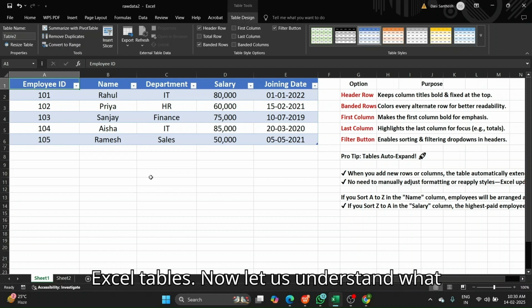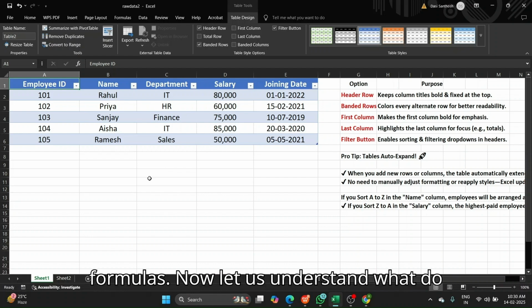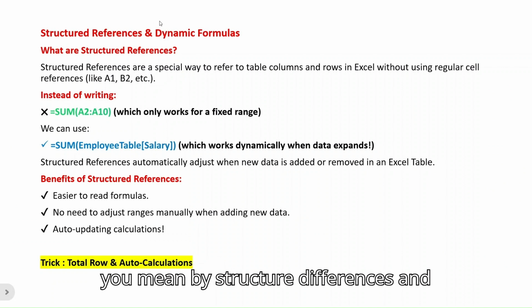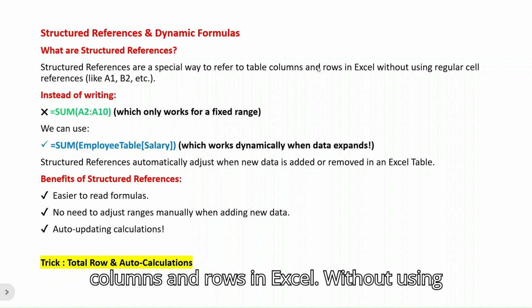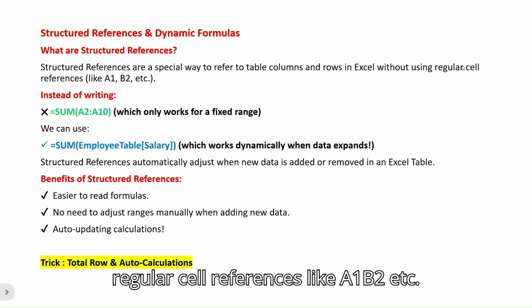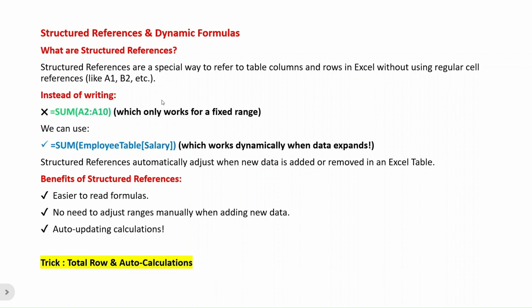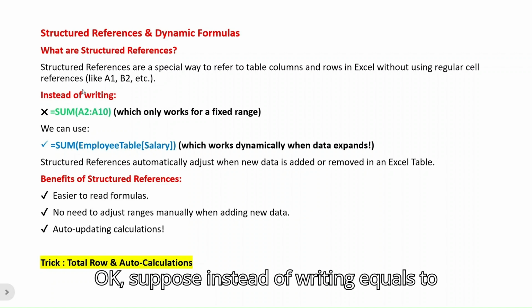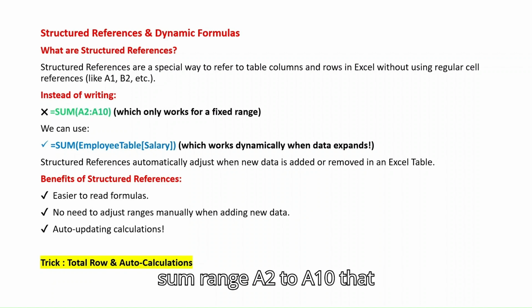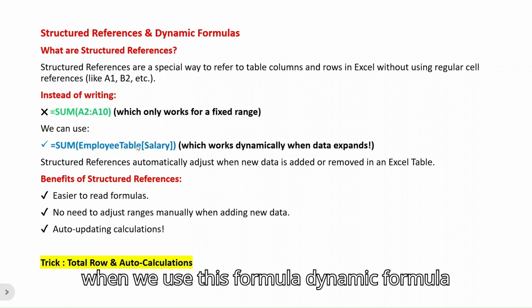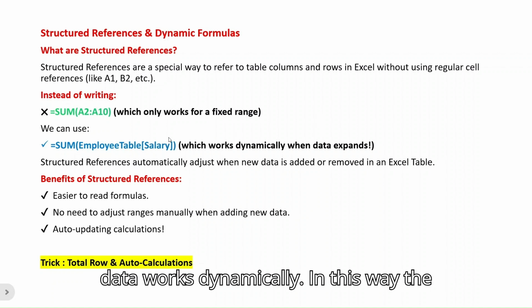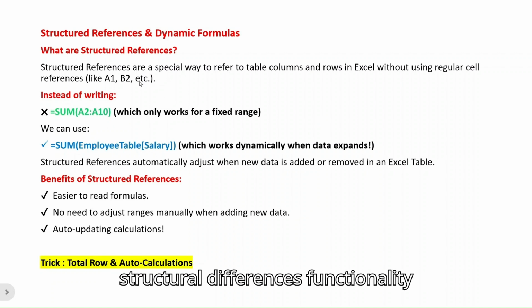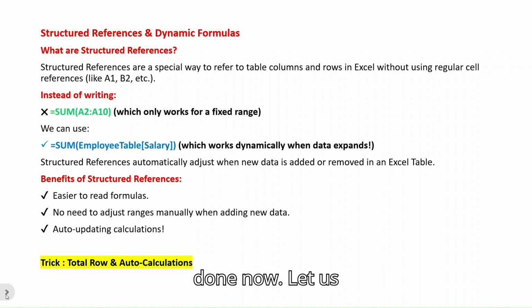Now let us understand what structured references and dynamic formulas are. Structured references are a special way to refer to table columns and rows in Excel without using regular cell references like A1, B2, etc. Suppose we write the formula equals SUM of range A2 to A10; it works only for a fixed range. But when we use a dynamic formula, then when the table expands, the formula also works dynamically. In this way, structured references work.